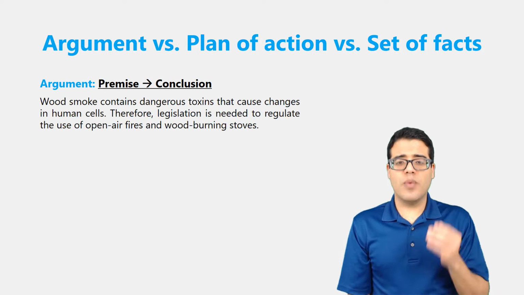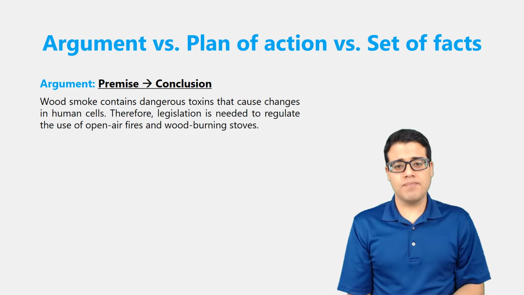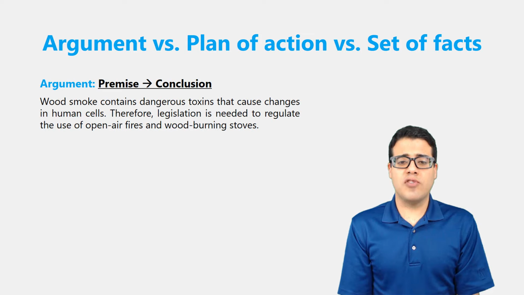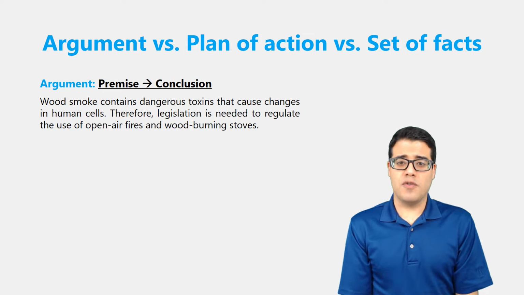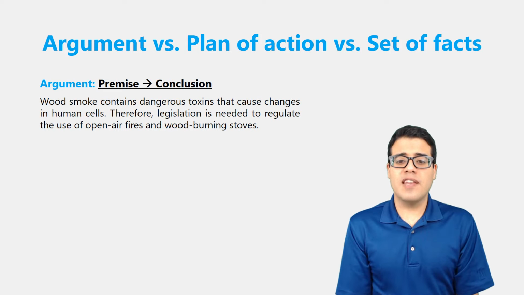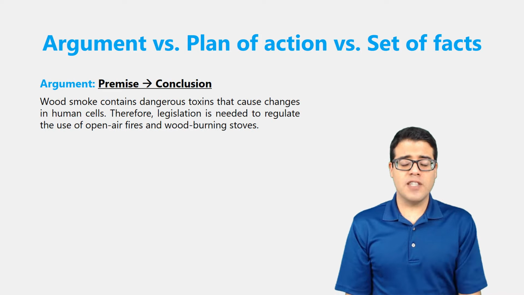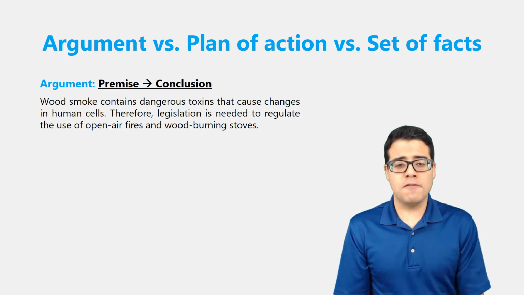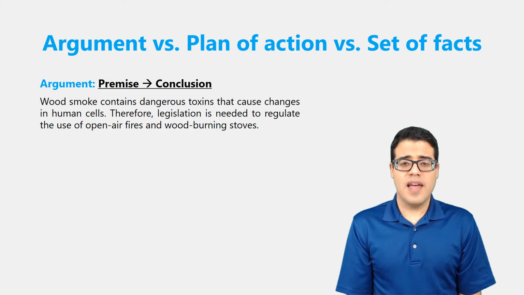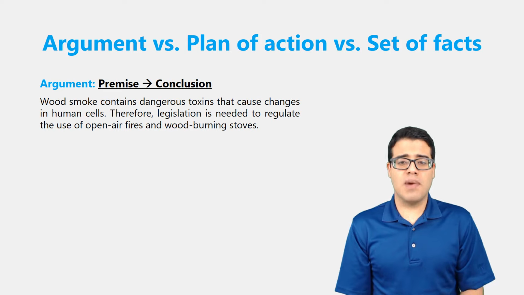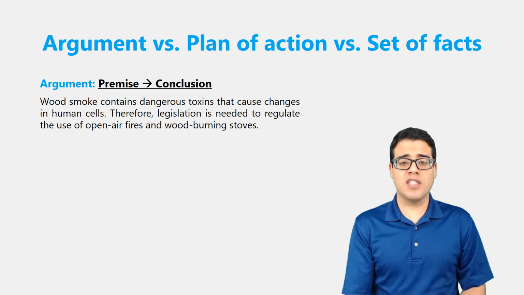Let's take a look at a real GMAT argument. Here, for example, you have that wood smoke contains dangerous toxins that cause changes in human cells. Therefore, legislation is needed to regulate the use of open-air fires and wood-burning stoves. So notice that the first sentence is the premise, which is factual information. And the second sentence is the conclusion, which is usually signaled by a keyword such as therefore, thus, hence, etc.